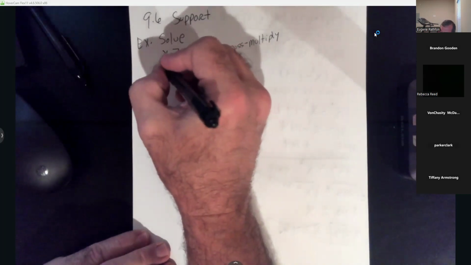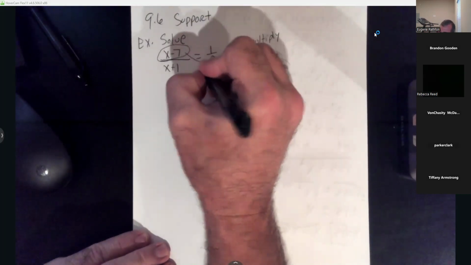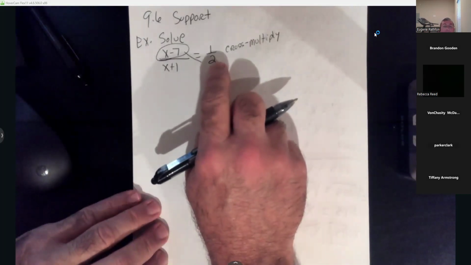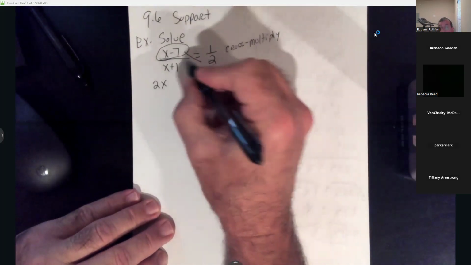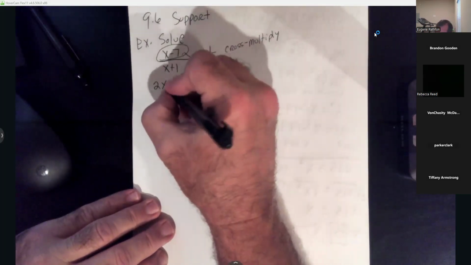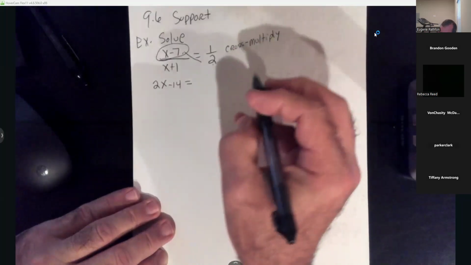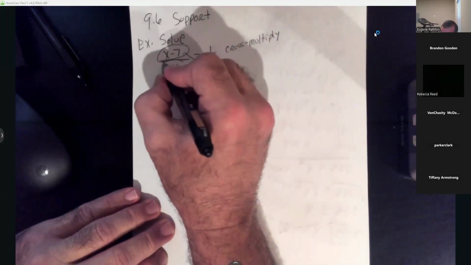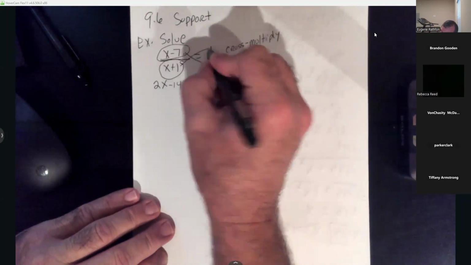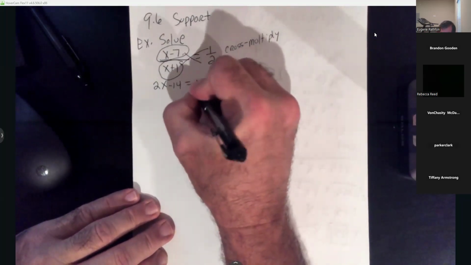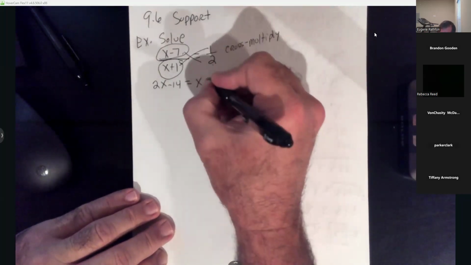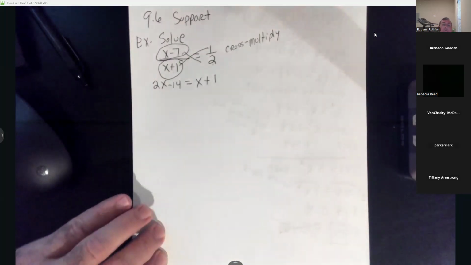So the x minus 7 both get multiplied by 2. So 2 times x is 2x. 2 times -7 is a -14. That's going to equal the other side, which is the x plus 1 times 1. So 1 times x is x. 1 times 1 is a positive 1.